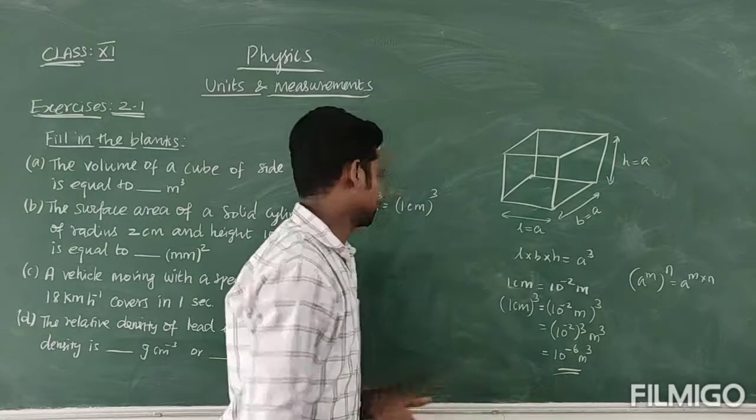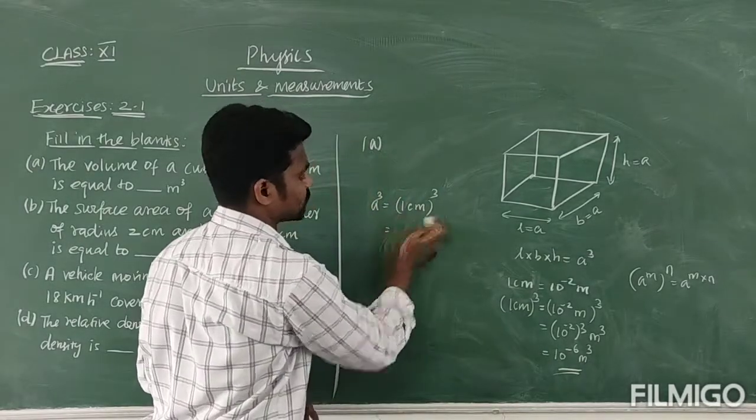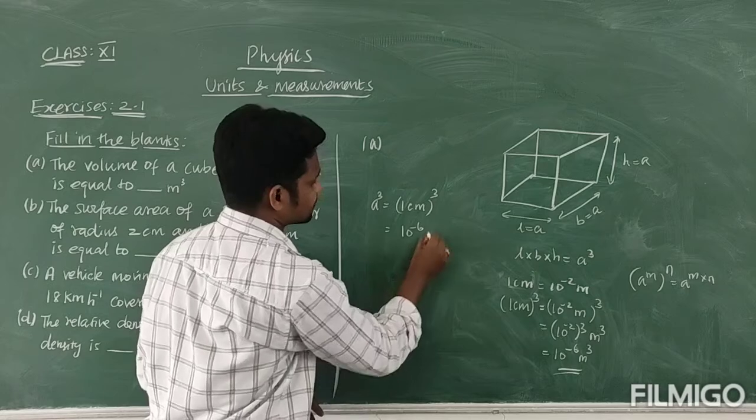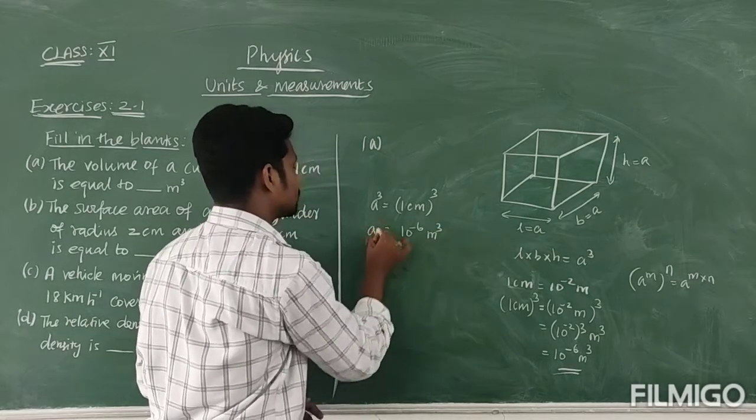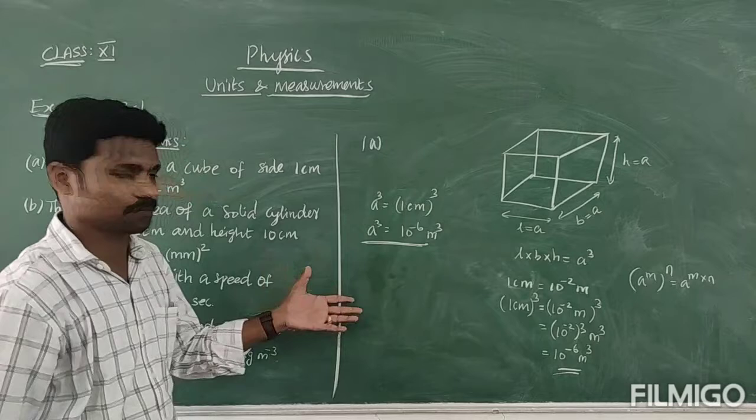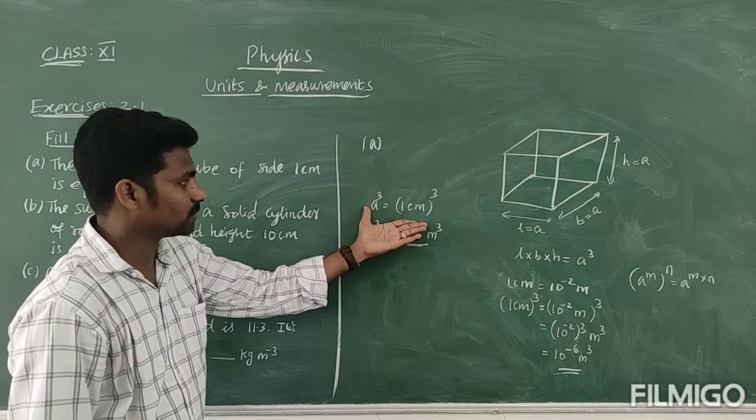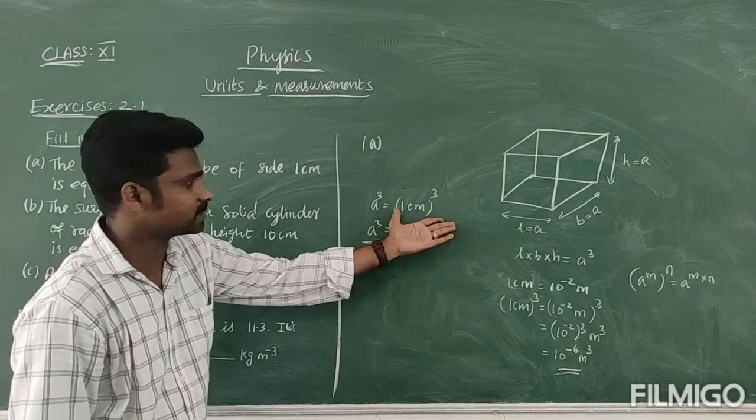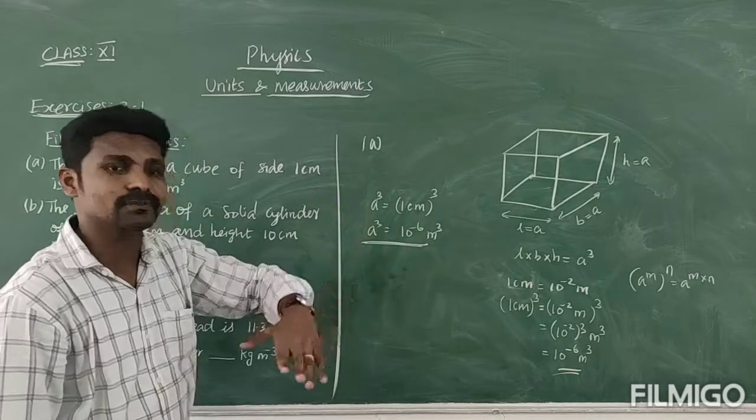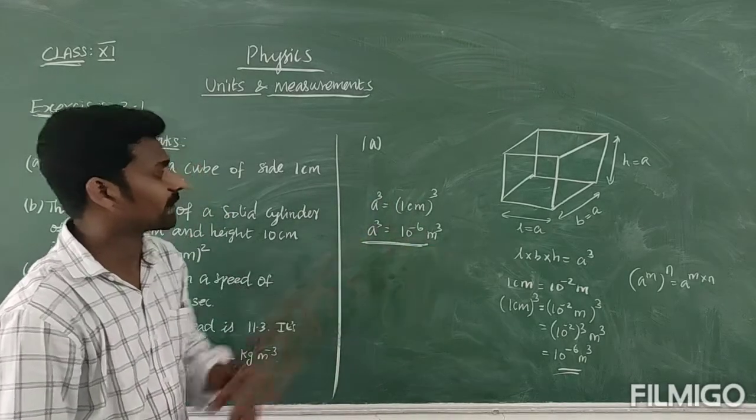So now we converted. We can write 1 centimeter cube as 10 power minus 6 meter cube. The volume of the cube in centimeter is 1 centimeter cube, and the same thing we can convert into meter cube: it is equal to 10 power minus 6 meter cube.